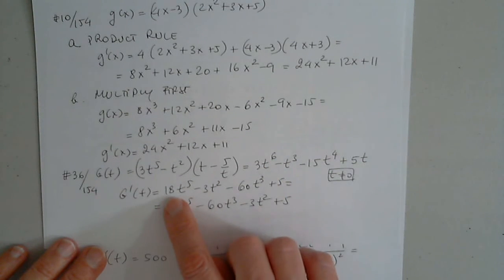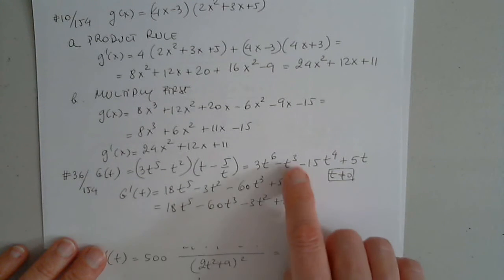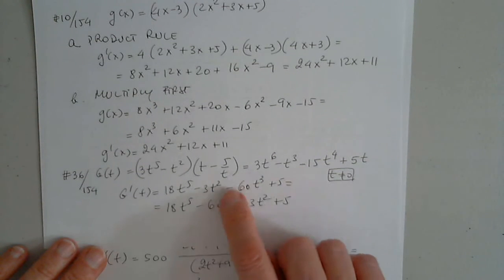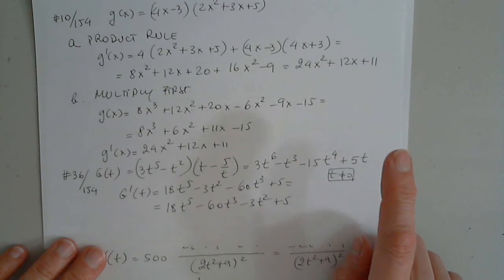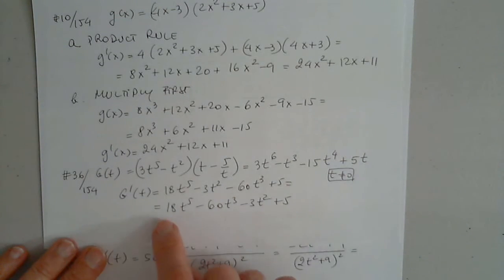I bring 6 down, I get 18. Subtract 1 from the power. Bring 3 down, subtract 1 from the power. Bring 4 down, negative 60, subtract 1 from the power, and 5t prime is 5. I have to rearrange it correctly in descending order. T to the 5th, t to the 3rd, t squared, and 5.